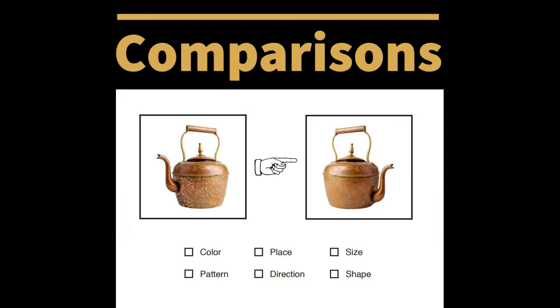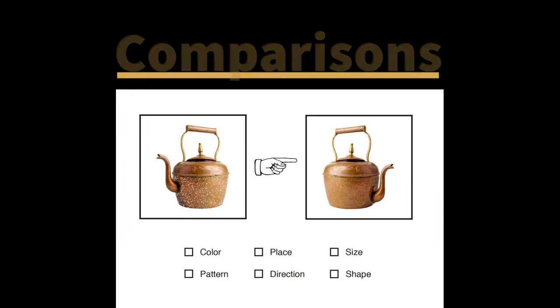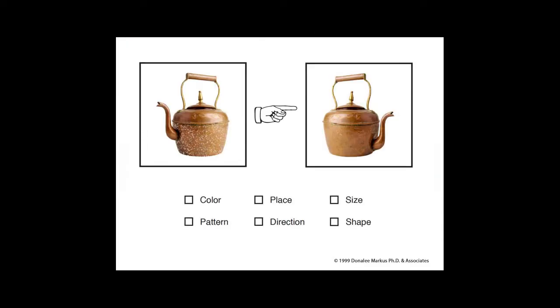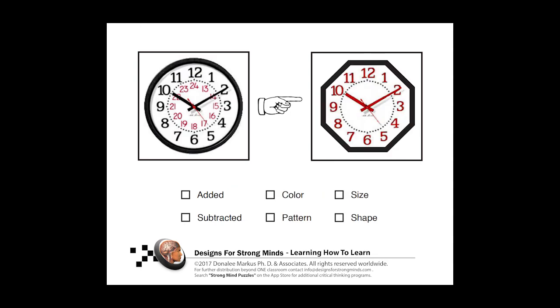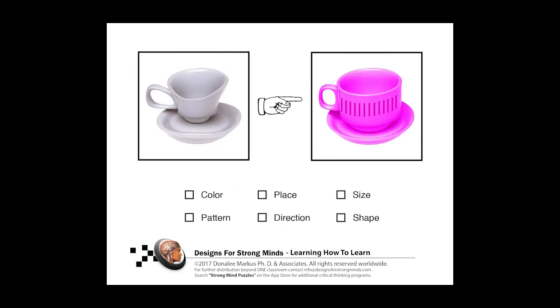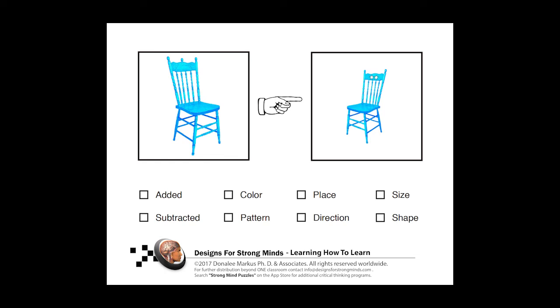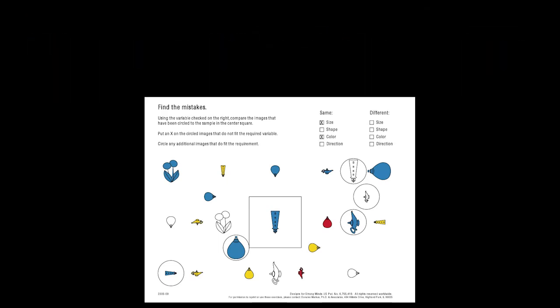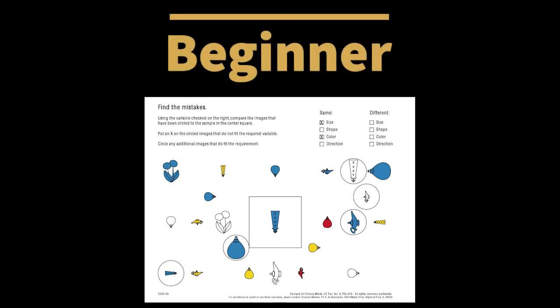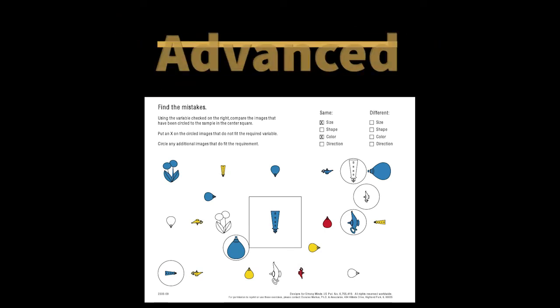The next group of exercises that you're introduced to are comparisons. The ability to look at two images and to discriminate differences between the two images is very important in terms of developing a strong working memory. Strong Mind Puzzles has several levels: beginner, intermediate, and advanced.